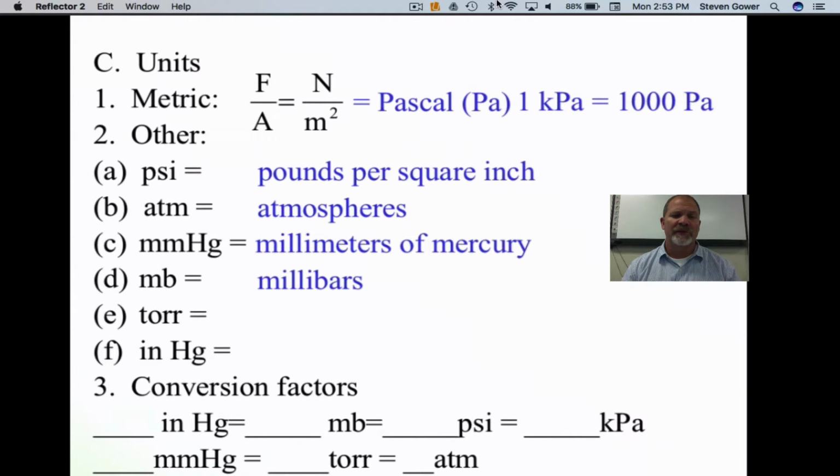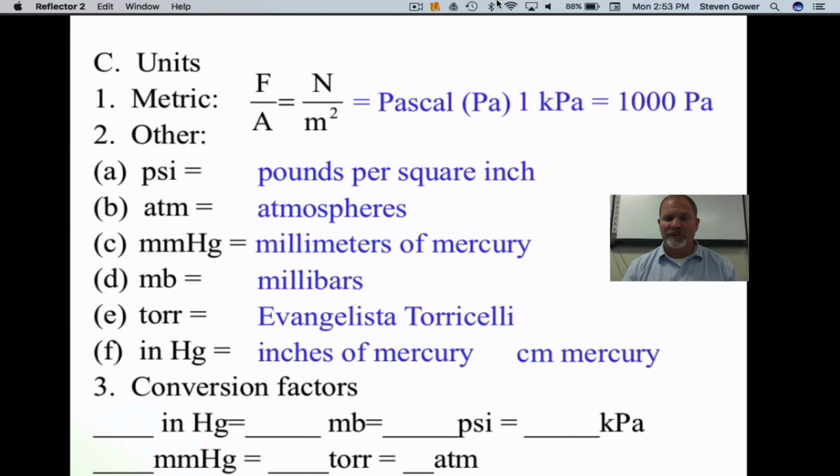Millibars is mb. Torr is named for Evangelista Torricelli, who developed the barometer and used millimeters of mercury. So millimeters of mercury and Torricelli, or Torr, are numerically the same. You can have inches of mercury, centimeters of mercury, all those.